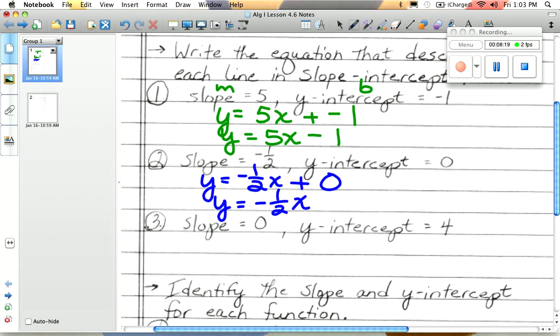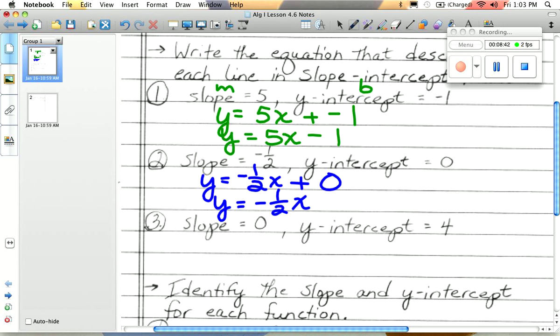Okay, we're going to stop for a moment. We're going to talk about these 2 lines. You're going to tell me something about these lines. You don't have to graph today, but you should be able to tell me something about the line or the equation without even having to graph it. You can't tell me everything, but you can tell me something. So number 1, tell me something about the line for y equals 5x minus 1.